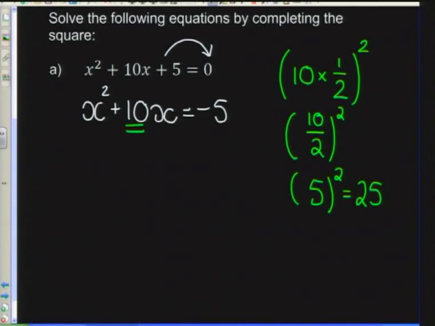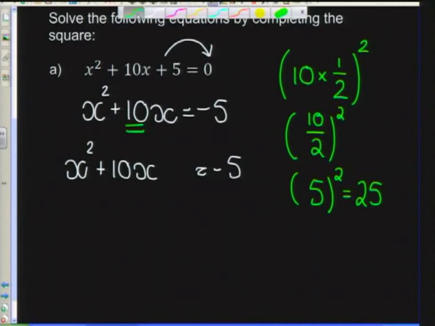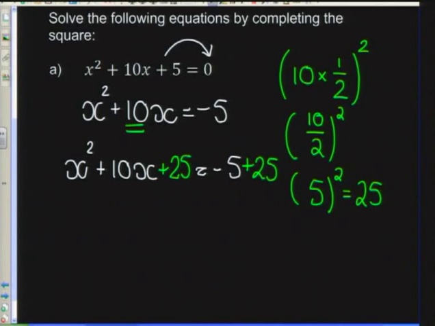And what we are going to do with that 25 is this. We've got x squared plus 10x, and we've got negative 5. Now you can see that I've left a gap there, and what I'm going to fill in that gap is this 25 that we have just solved for. What I do to the one side of an equation must be done to the other side. Okay, so therefore that's what we are now sitting with.